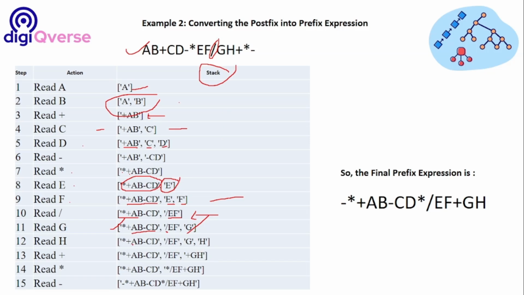After that H, okay, we have four elements in the stack: the first element, second element, third element and fourth element. After the H, we find the plus as the operator. So the current operator's operands G and H are popped out from the stack, and we place the plus with GH in prefix form, and push it back onto the stack, which is plus GH. So we have found 1, 2 and 3 expressions.